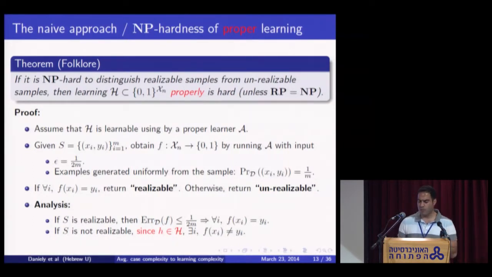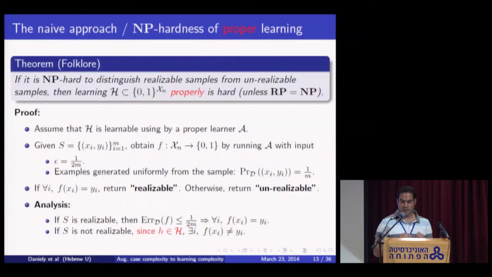It will return some function, and then we will check. If for every i, f of xi is yi, we will say that the sample is realizable. Otherwise, we will say that it is not realizable. This is a very simple algorithm. And why does it work? If S is realizable, then since the algorithm A learns the class H, it is guaranteed to return a function with error less than 1/2m, which it is not hard to see entails that for every i, f of xi is yi, and in this case, we will indeed say that the sample is realizable.